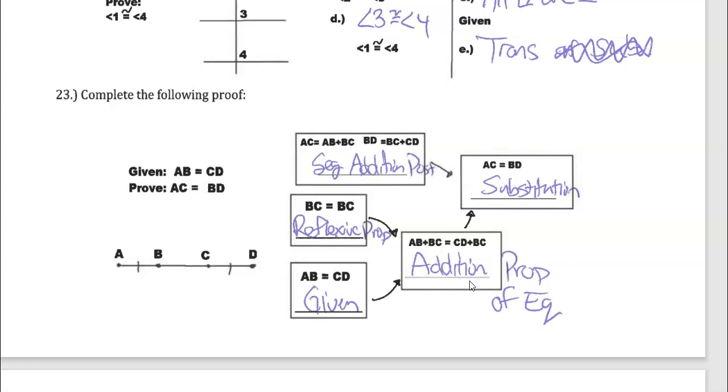Now, what ends up happening in this bottom right box here is that they are adding BC to both sides. It doesn't matter if you're adding a number, a segment, a measure of an angle. If you're adding it to both sides, it's addition property of equality. And then lastly, since AB plus BC equals AC, they erased it and put in AC. Since CD and BC equals, in the top left you can see that equals BD. They just substituted in, and that would be substitution.